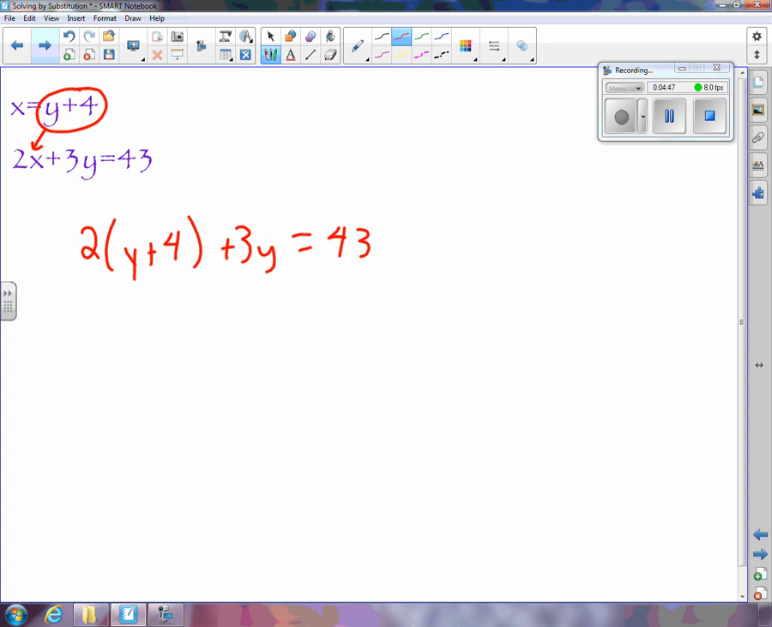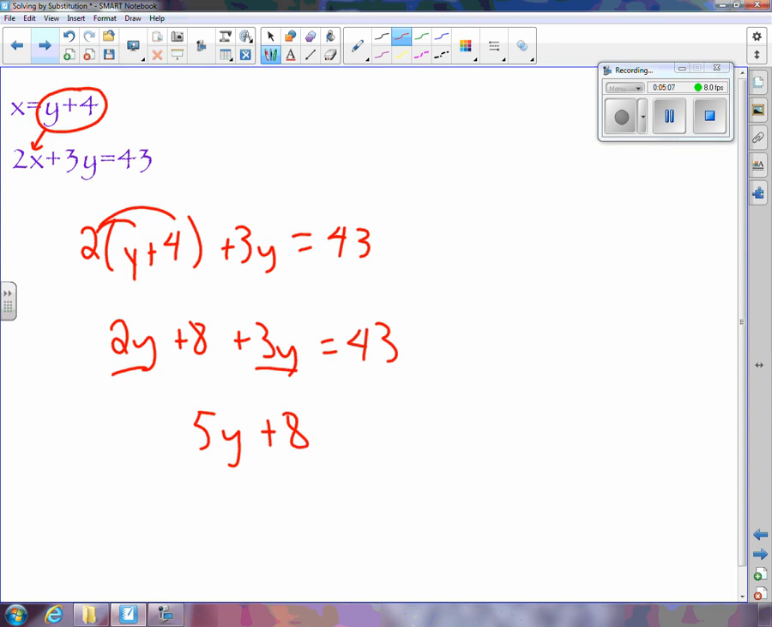So the first thing that I need to do is distribute the 2 through the parentheses. So I get 2y plus 8 plus 3y equals 43. Now I'm just going to combine like terms, and I'm going to get 5y plus 8 equals 43.